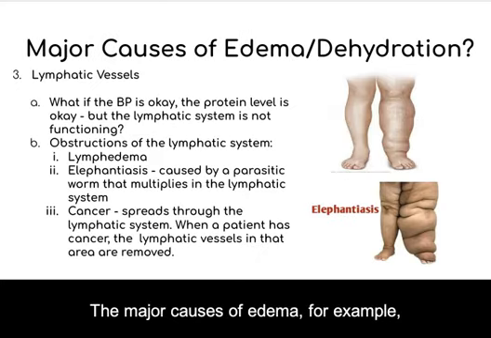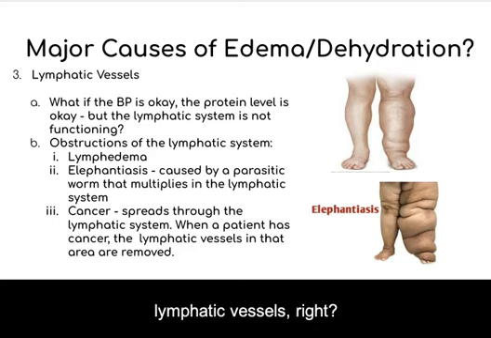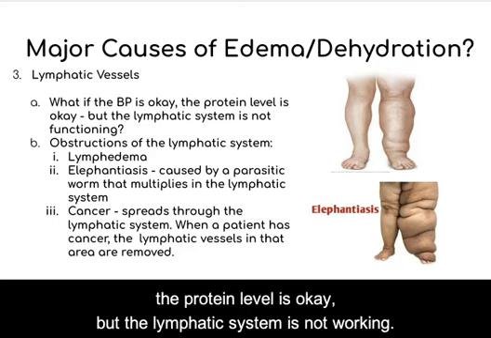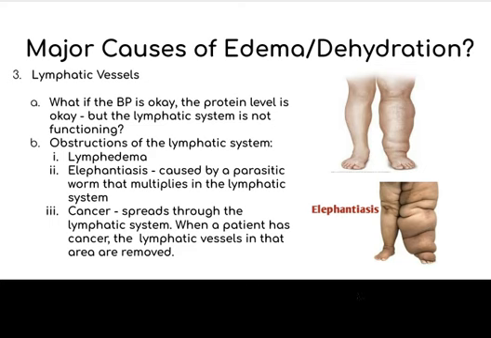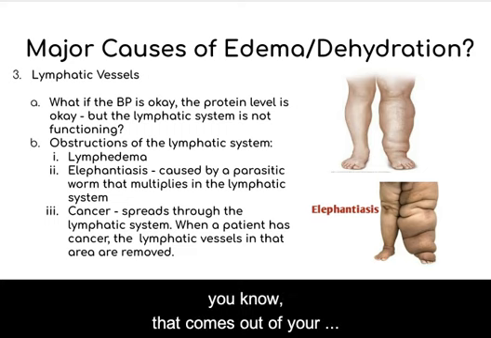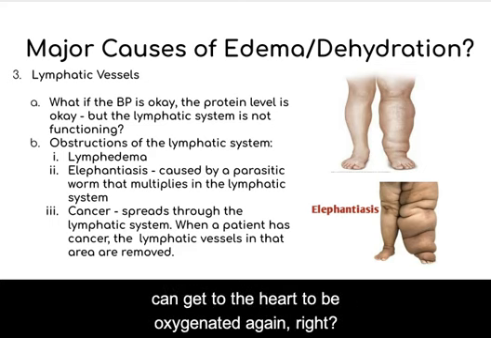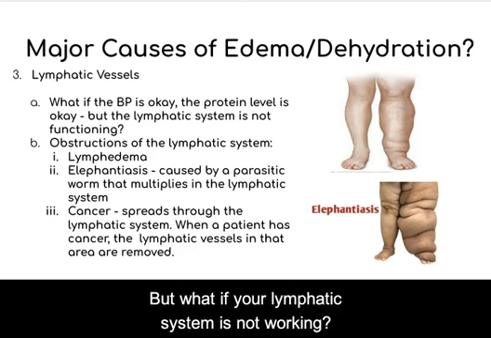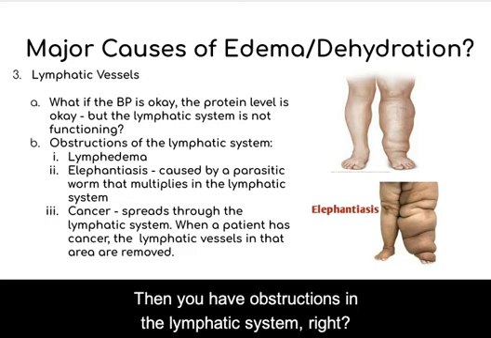Another cause of edema is the lymphatic vessels. What if the blood pressure is okay, the protein level is okay, but the lymphatic system is not working? Remember, what does the lymphatic system do? It takes the extra fluid that comes out of your capillaries and puts it back into the venous system so it can get to the heart to be oxygenated again. But what if your lymphatic system is not working? Then you have obstructions in the lymphatic system.